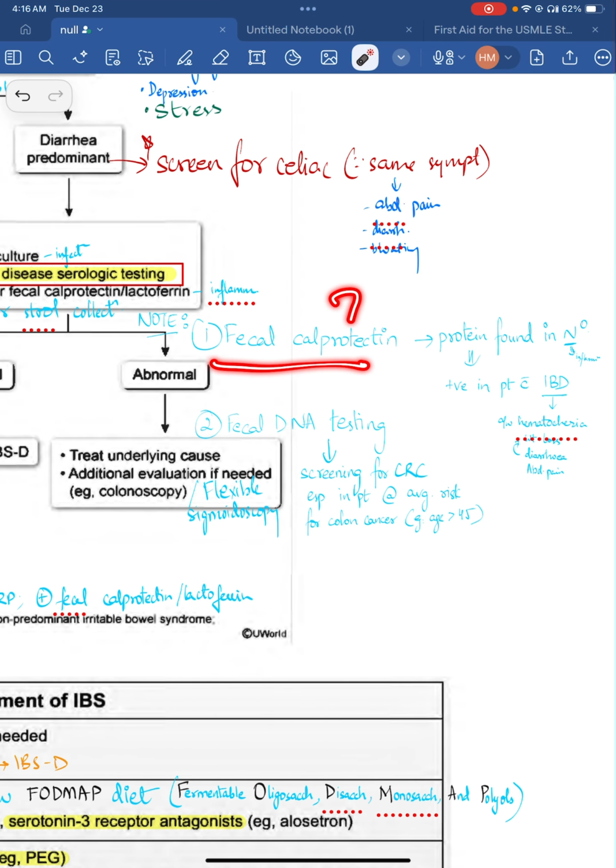Fecal calprotectin. What is it? It is a protein found in the neutrophils. It is positive if the patient has IBD. Fecal DNA testing: screening for colorectal cancer, especially in patients at average risk for colon cancer. Example, patient age is more than 45.